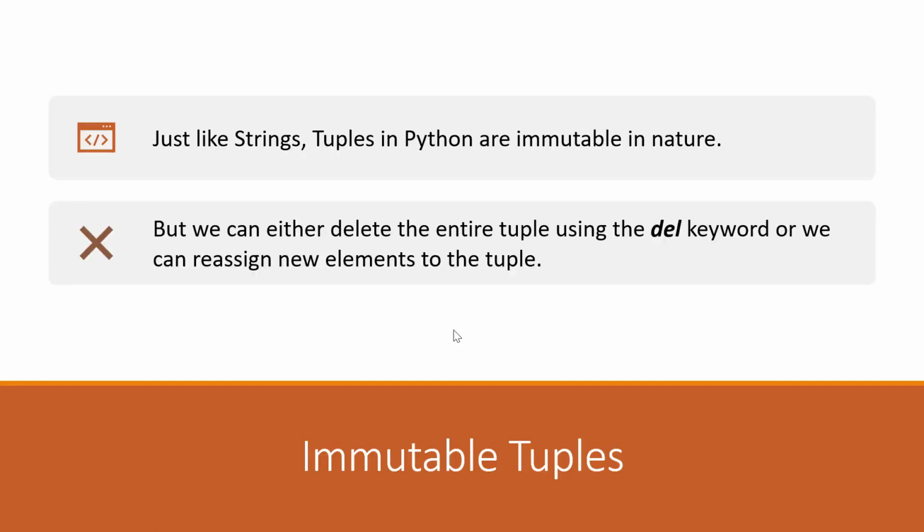Now after this, let's discuss the immutability property of tuple. Just like strings in Python, tuples are also immutable in nature. It simply means that once we have defined the elements of the tuple, we cannot modify them, nor can we delete them. But what we can do is delete the entire tuple using the del keyword, or reassign new elements to the tuple using the assignment operator. So let's discuss examples related to them as well.